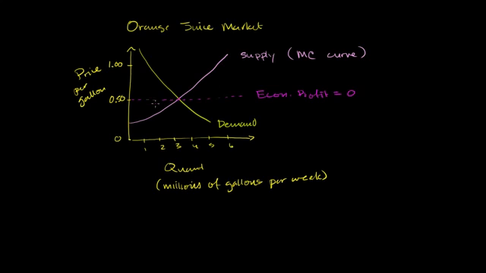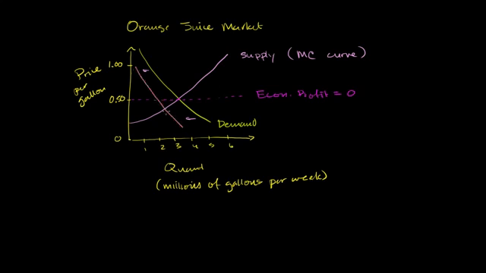Now let's think of a couple of scenarios. Let's say a research paper comes out, and in that research paper, for whatever reason, we don't know if it was well done research, it says oranges are bad for you. So when the research paper comes out, what happens to demand? Well, at any given price, demand will go down, and the new demand curve might look something like this.